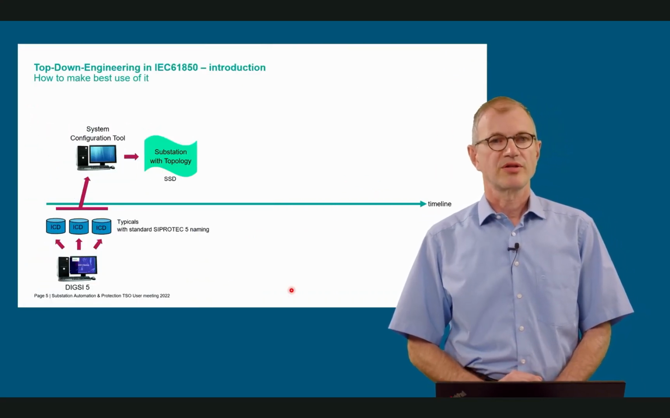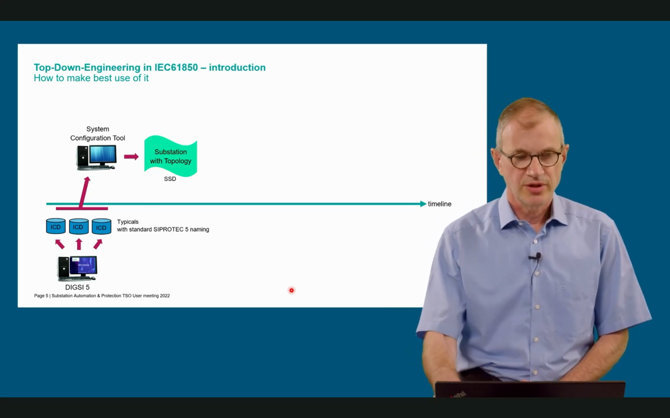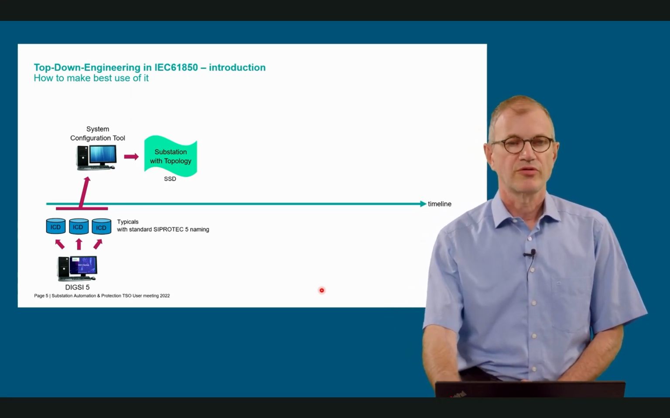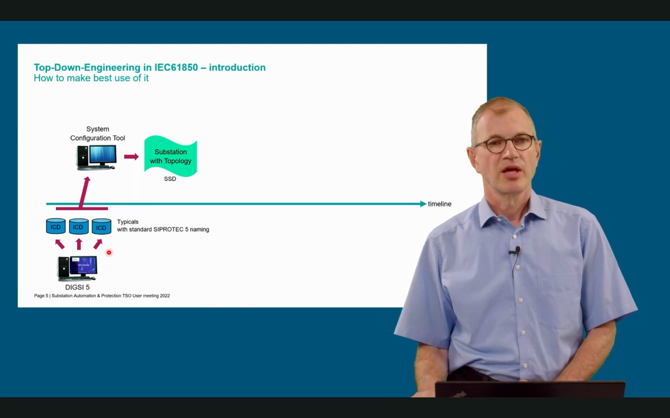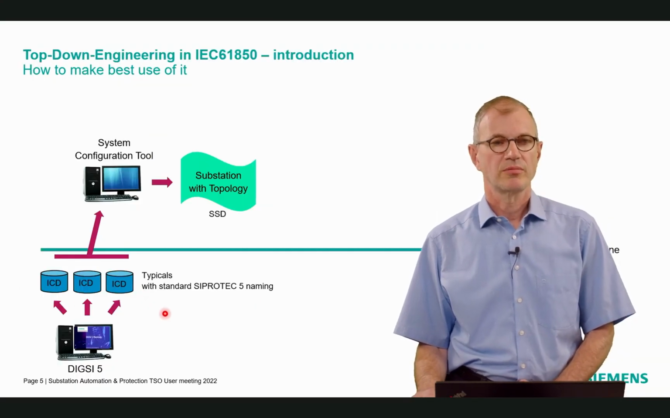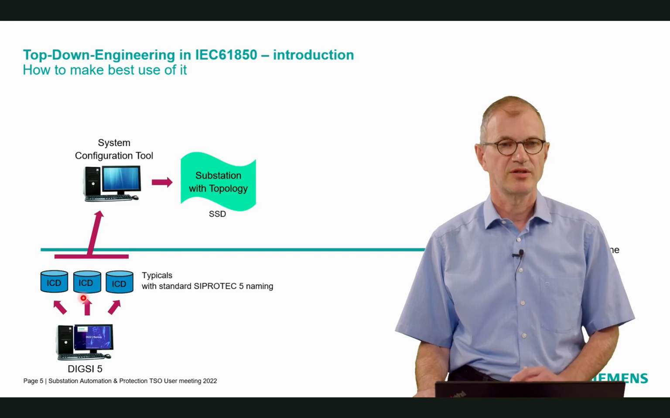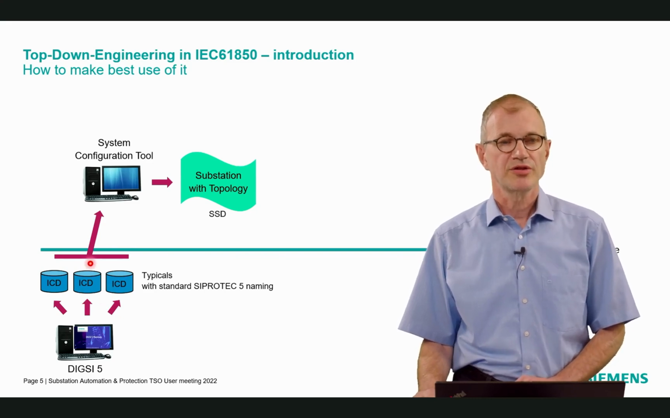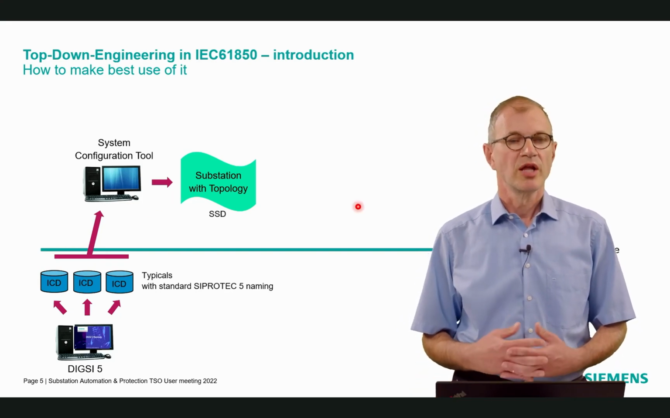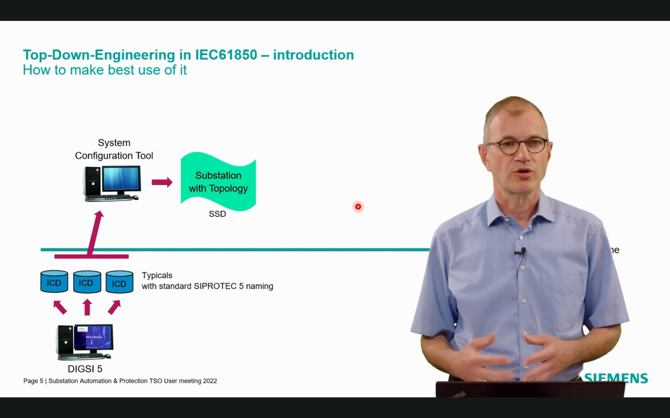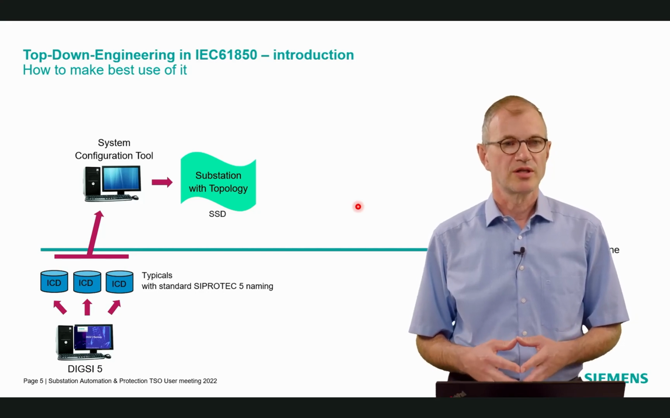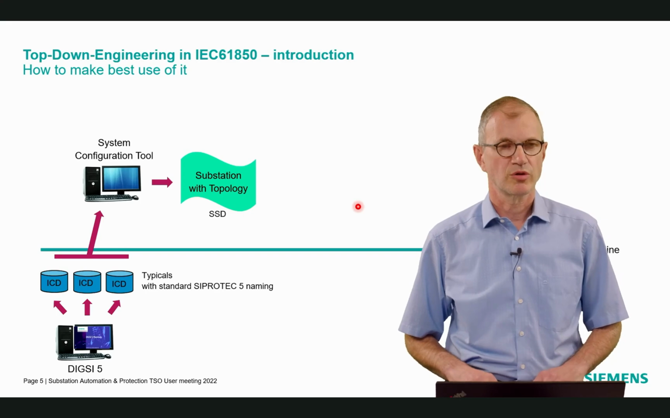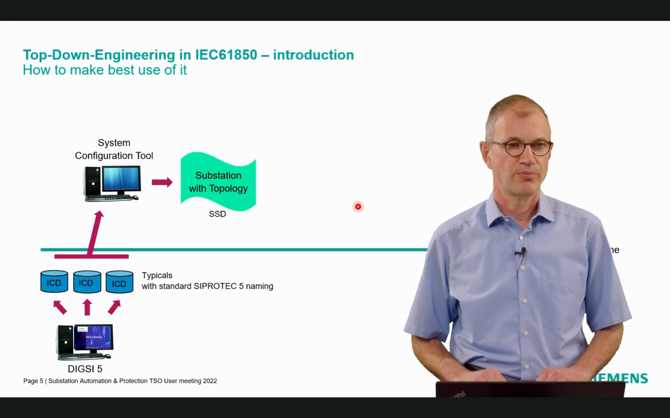So how to make best use of it? Here you see again the figure from the first picture, but you see here a small addition on the bottom left. You can create with DIGSI so-called typicals in the ICD format. This is the IED configuration description. This can be used as typical in such a system configuration tool. It's also vendor independent, but it contains the description how we do it in Siemens. It's our suggestion. We don't start with a white piece of paper.